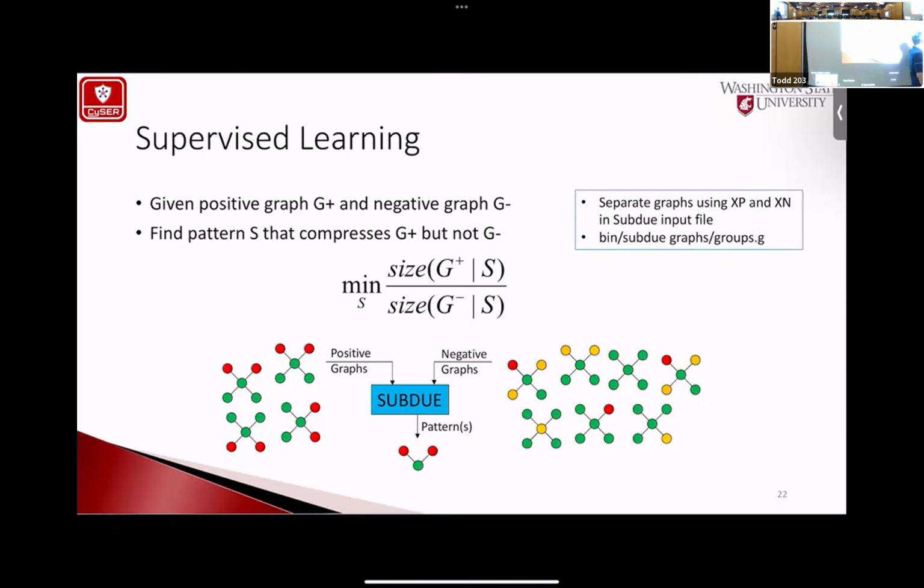If you want to try that out, in the graphs directory there's another graph called groups.g, which is some social groups that exhibit a pattern or don't exhibit a pattern. And you can feed that into Subdue, and you'll see little XPs and XNs in there for positive and negative examples. And it will, again, learn a pattern that discriminates between the two and doesn't necessarily just compress this composite as well.